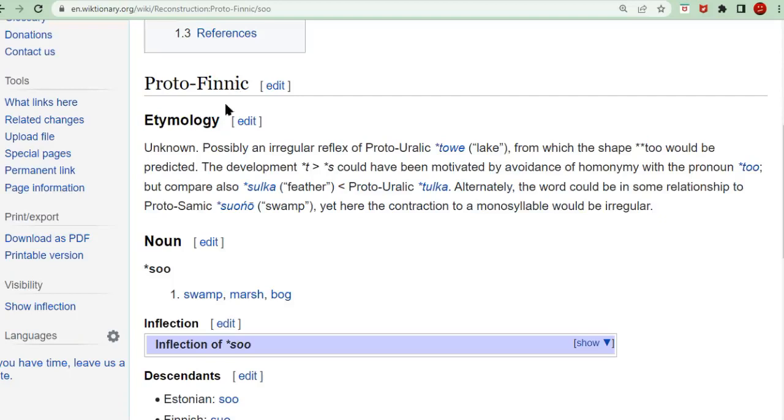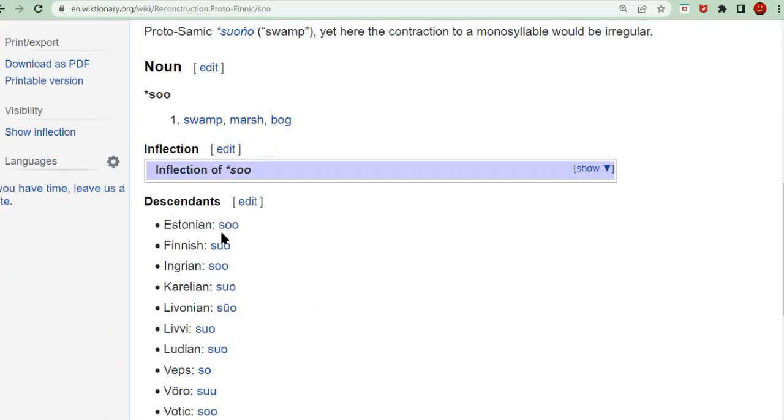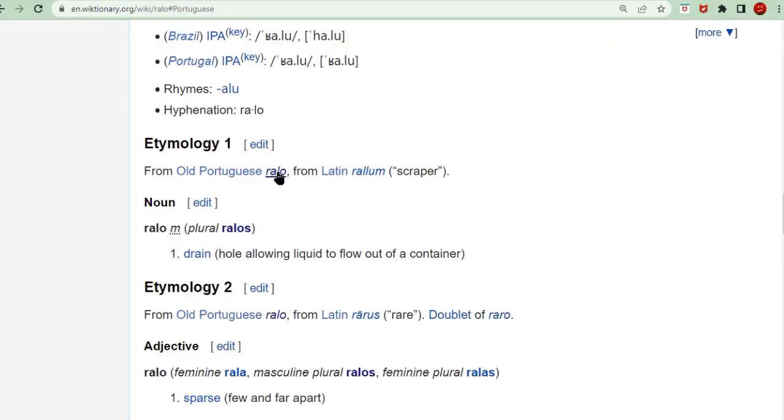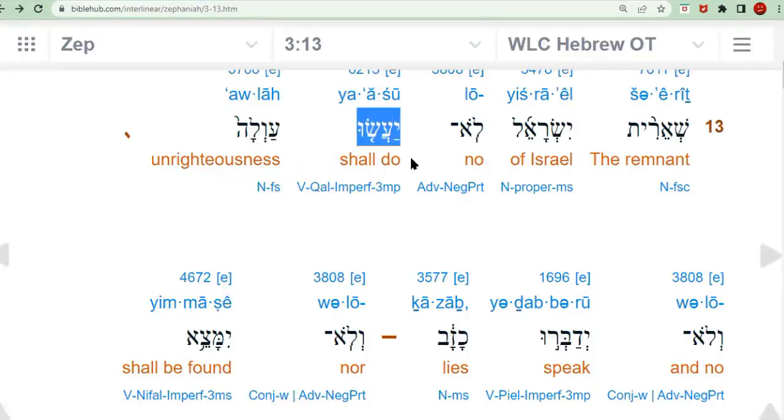Coming from the old Proto-Finnic, all the ancient Germanic languages, su meaning a swamp, marsh, or bog. Estonian, Finnish, all the languages. That was the swamp. And Rallo from Latin rallum, the rallos, the drain hole. And yes, sir, shall do. As are it writ is oral, is rallo of su, yes, sir. Has been written and has been said, drain the swamp, yes, sir.